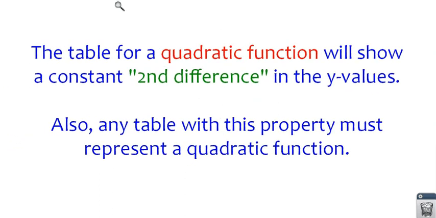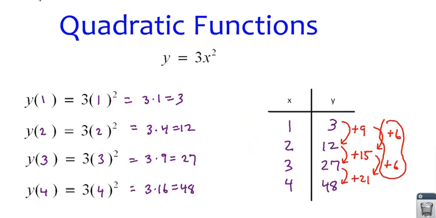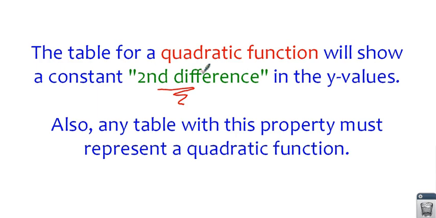the key point to take away here is that when you're given a quadratic function, the second differences, which again was the differences of the differences, as we did in the example, those second differences in the y values will be constant. And yet again, if we reverse that statement, we get the idea that a table that has that property has to be quadratic, and that is also true.